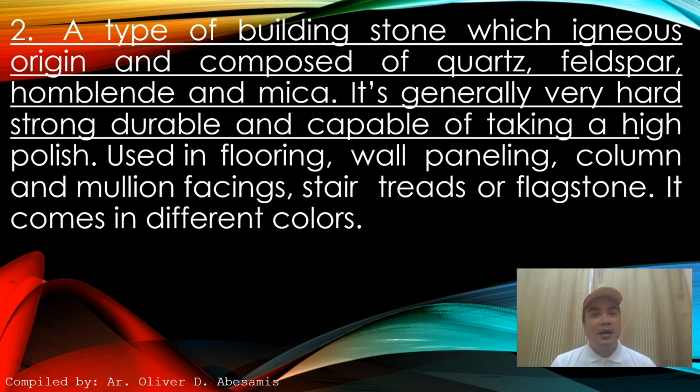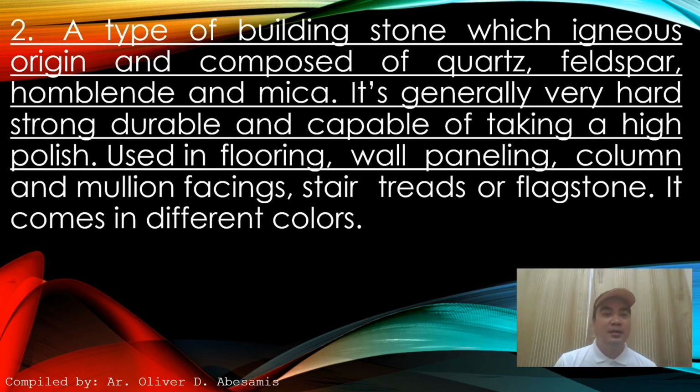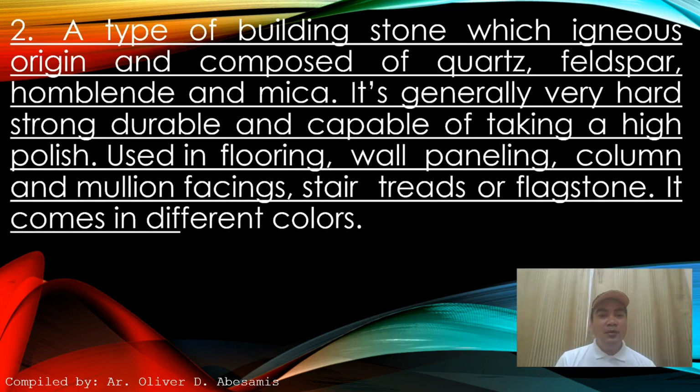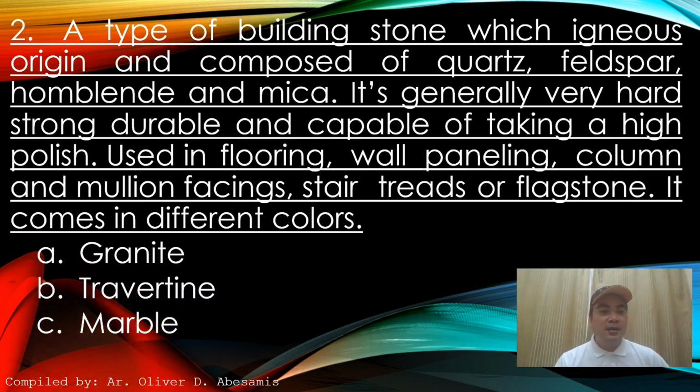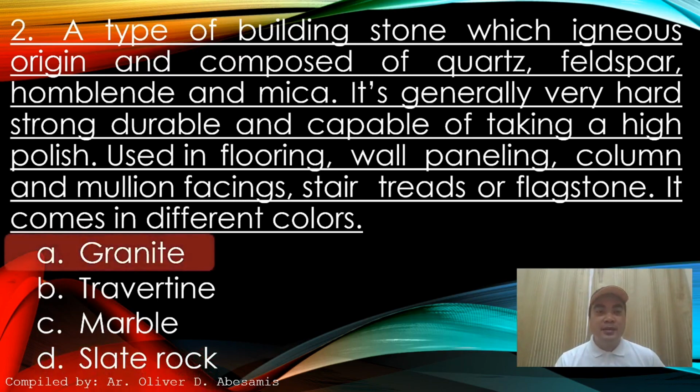Next, a type of building stone of igneous origin and composed of quartz, feldspar, hornblende, and mica. It's generally very hard, strong, durable, and capable of taking a high polish. Used in flooring, wall paneling, column and mullion facing, stair treads, or flagstone. It comes in different colors. A. Granite. B. Travertine. C. Marble. And D. Slate rock. Answer? A. Granite.